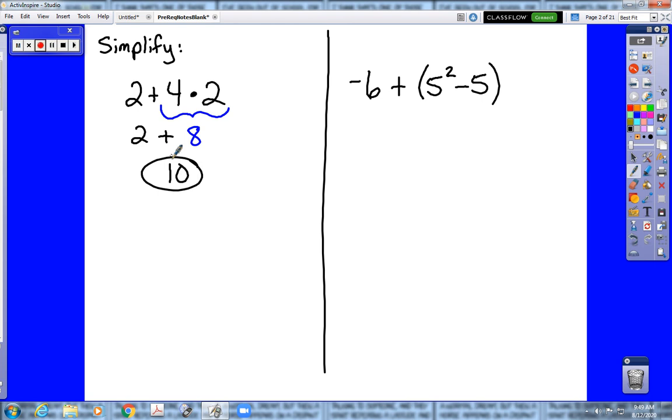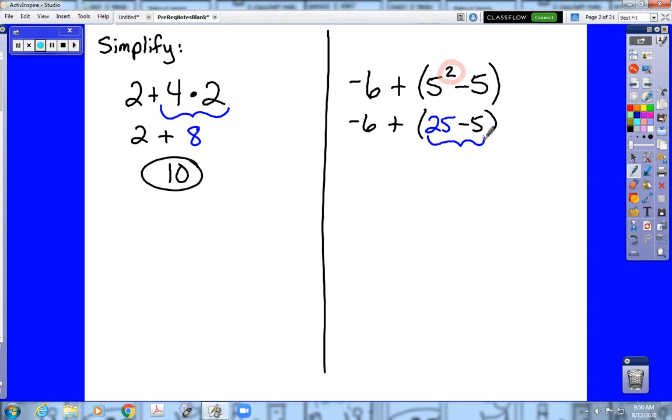On the next example, inside the parentheses is where we're going to start. Okay, our first step is going to be to carry out the exponent on the inside. That is our first step. So that would be 25. 5 squared is 25. And then we still have parentheses, 25 minus 5. So negative 6 plus 25 minus 5. Then we are going to do 25 minus 5, which is 20. The parentheses are no longer necessary, so we have negative 6 plus 20, or 14.